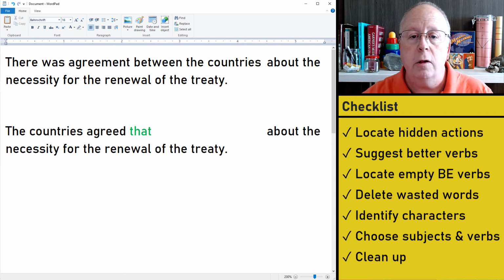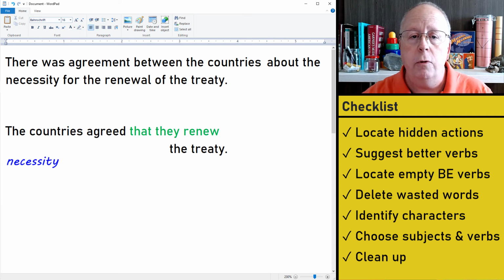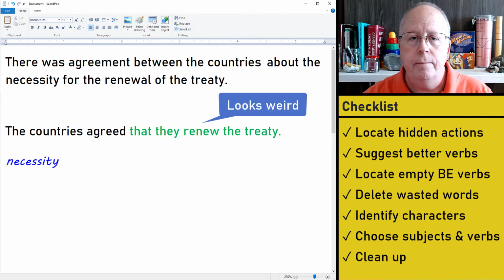Because we're introducing a clause, I'll add a grammatical subject. We're still discussing the countries, so I'll use the pronoun they. A clause needs a verb, so I'll use renew. And since the goal of this improvement is to keep the necessity idea, I'll scratch out all of these words again, but I'll jot down necessity to keep it in mind. As before, renew needs an object, so let's finish the clause with the treaty.